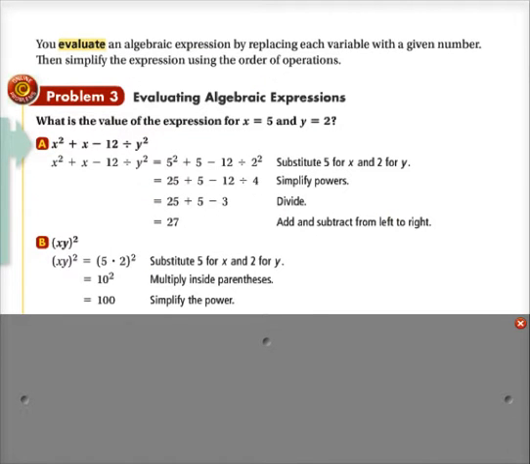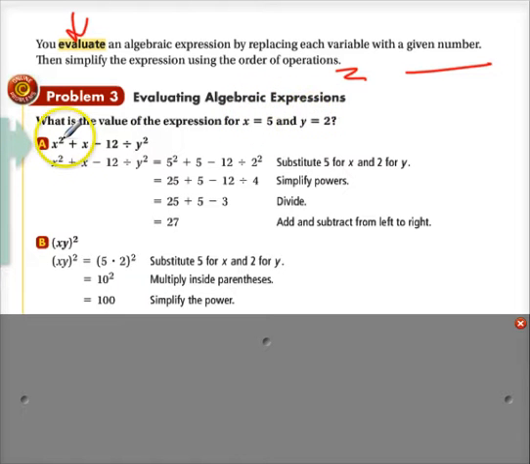Something else we do with expressions is we evaluate them, not just simplify. When we evaluate them, we replace the variable with a given number that they will give to you. So in example A, they are telling us that x is 5 and y is 2. So you want to take the expression and rewrite it. Every time you see an x, replace it with a 5. Every time you see a y, replace it with a 2.